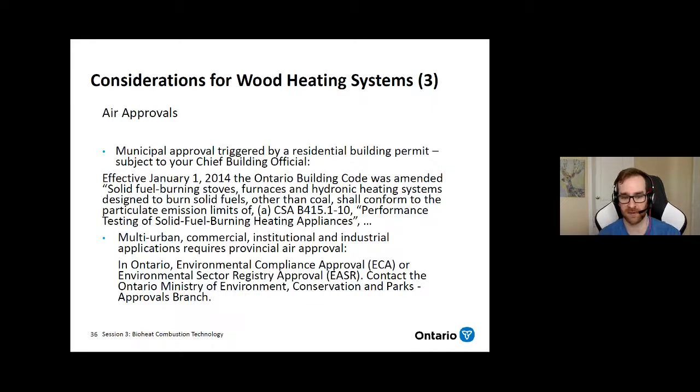And in Ontario, if you're multi-unit residential, commercial, institutional, or industrial, you would require provincial air approval. There are two pathways. There's either the environmental compliance approval, or a quicker and easier process, which requires that you use a European unit that has been tested and certified. That would help the process of your application permit. So you have to contact the approvals branch if you are planning a project, and they would provide you with the guidance document.